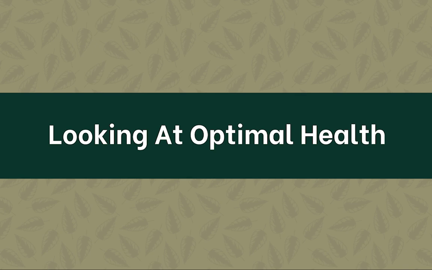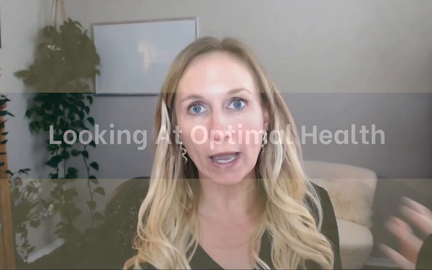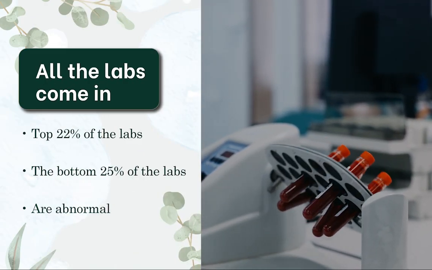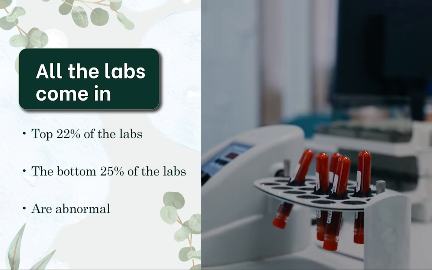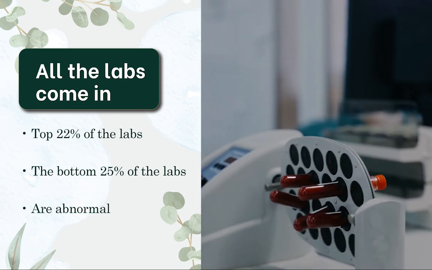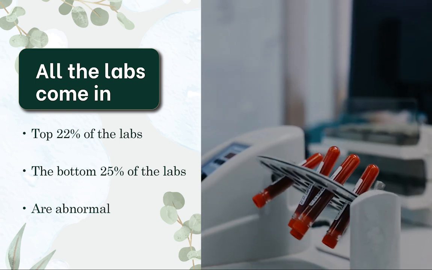And one of the things I want you to orient to is in functional medicine, we're really looking at optimal health. So the way lab values are classically come up with is when all of the labs come into a lab company, the top 2.5% of the labs and the bottom 2.5% of the labs are abnormal. So basically, usually how this is calculated in conventional medicine is the middle 95% is considered normal.